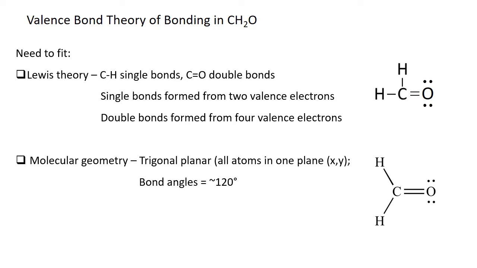The molecular geometry of formaldehyde is trigonal planar. All the atoms lie in one plane, and for the sake of discussion, we're going to consider this to be the XY plane. The bond angles are all about 120 degrees. So that's our starting point, and two things that we have to be able to fit within our valence bond description of the formaldehyde molecule.